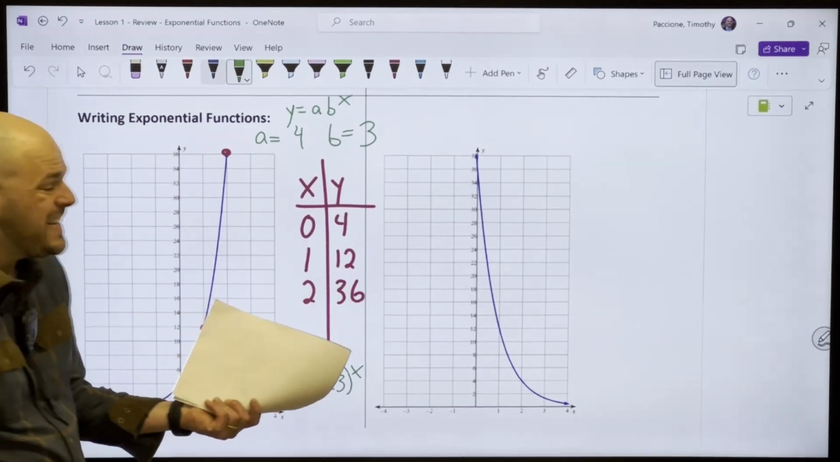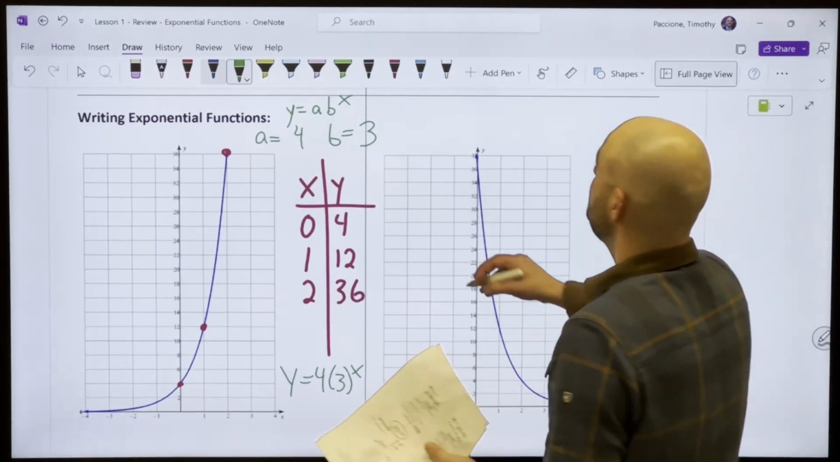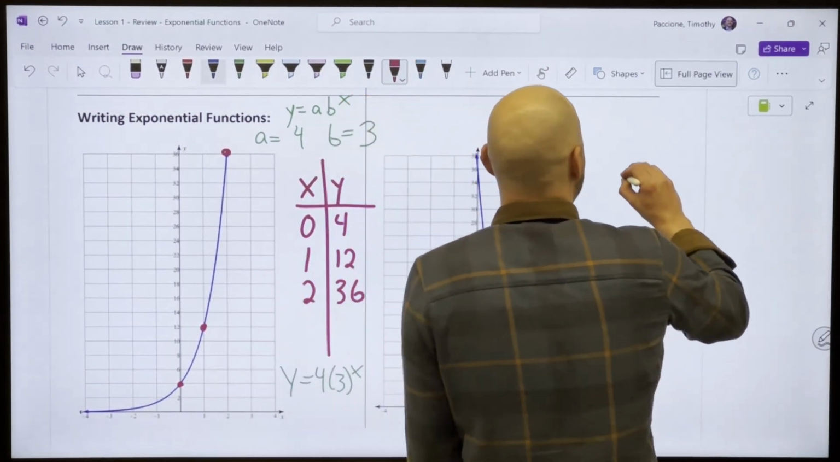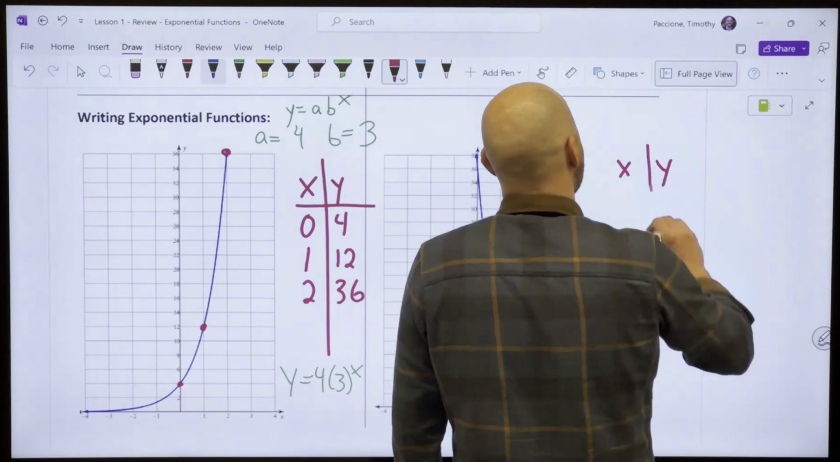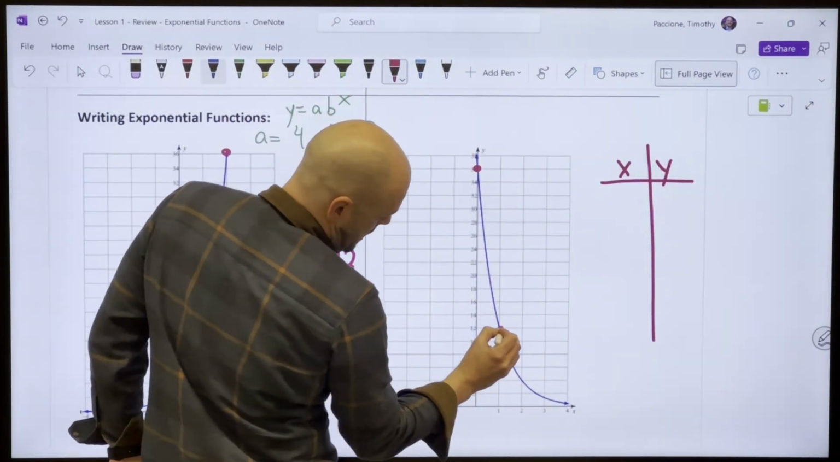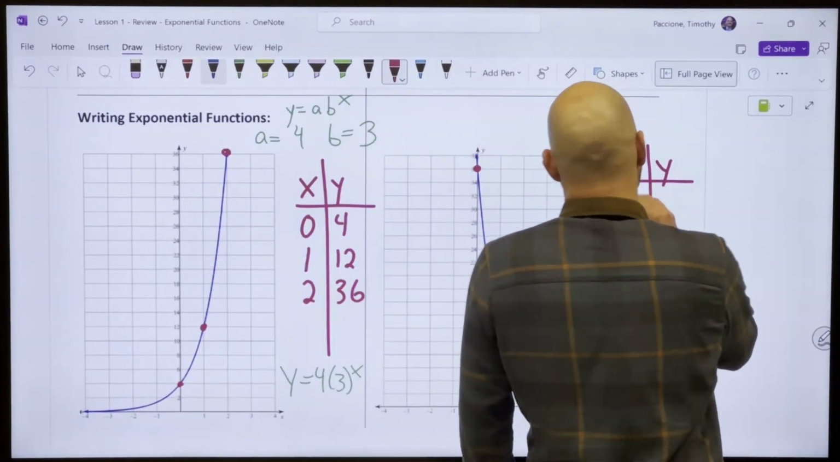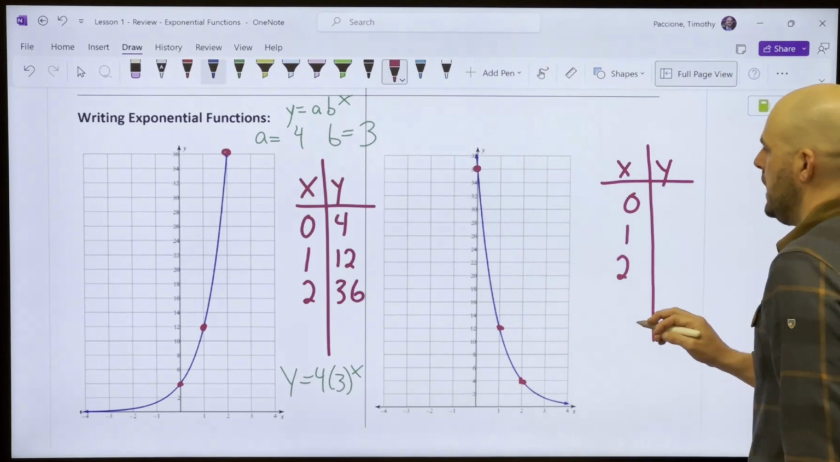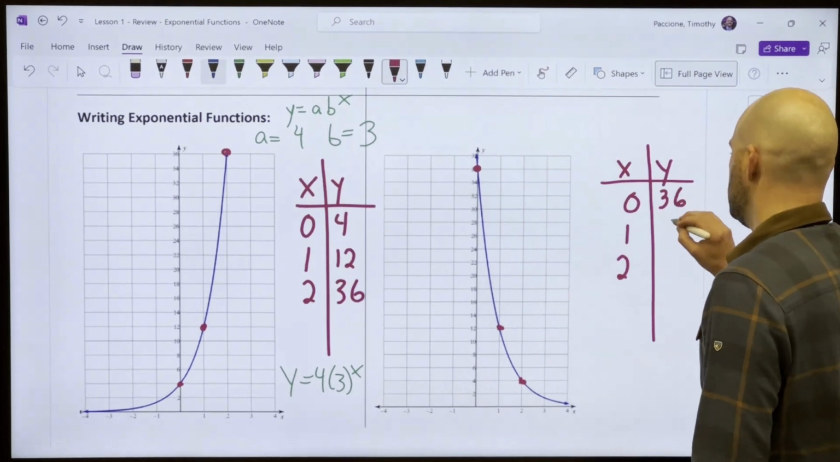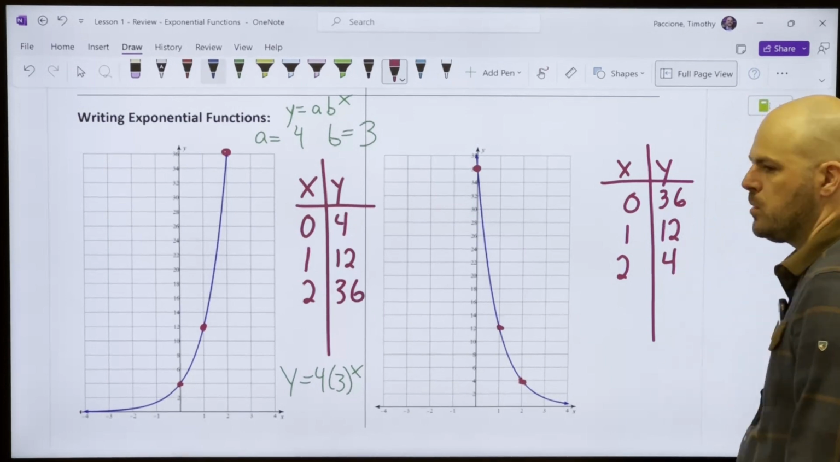Now, one thing with decay, this is the last piece, and then I'll give you your homework. Let's say we use that same process right here. We make our table. Here's a point. There's a point. There's a point. Let's see. So that's 0, 1, 2. And I got 36, 12, and 4. Okay.